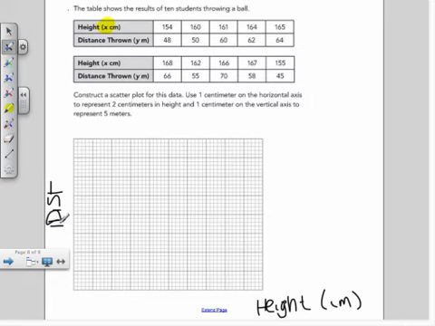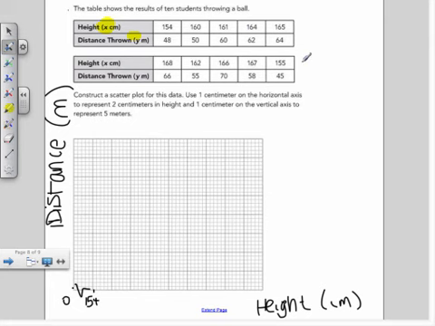And we're going to say that this is measured in meters. And again, we know this is distance thrown because it says that the distance is the y. So it says use 1 centimeter on the horizontal axis to represent 2 centimeters in height. But this right here is always going to be 0. So I have to put a break in my graph. Now I'm going to start at about 154 right here, only because it appears to me that the smallest value that we have is 154. There are no values that go below that.